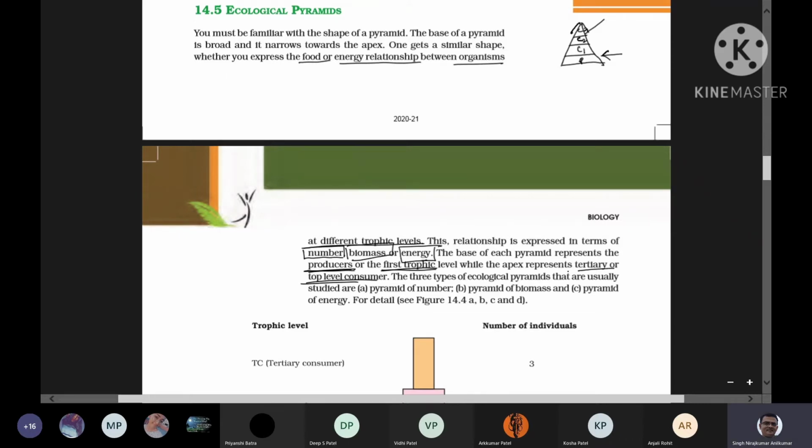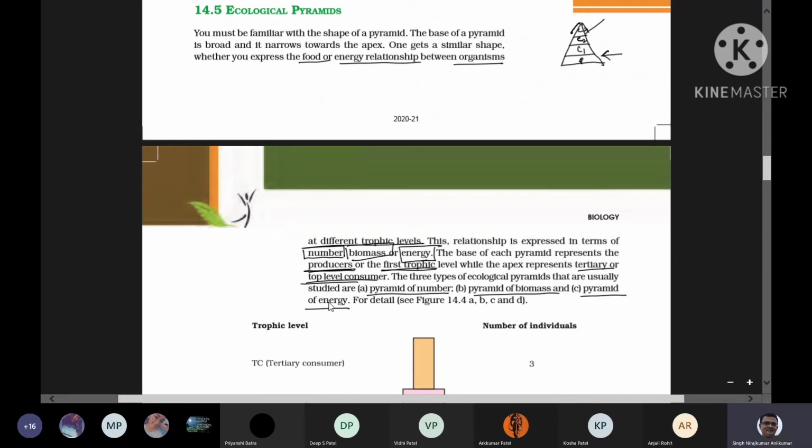And here, as we took the terms like number, biomass, energy, we will get three different kinds of pyramids. So these are named the pyramid of number, then the pyramid of biomass, if we took the biomass, and if we took the energy, I mean, we draw the pyramid between the organism and the trophic level in terms of energy, then we'll get the pyramid of energy, right?